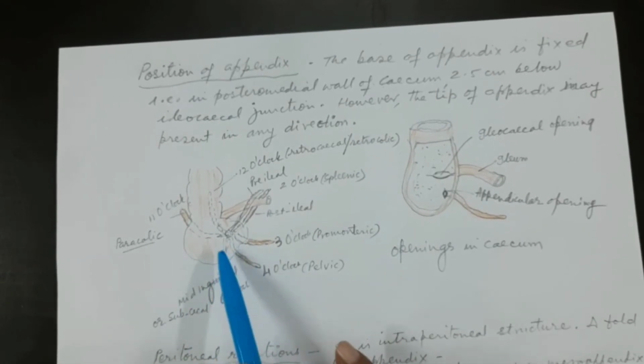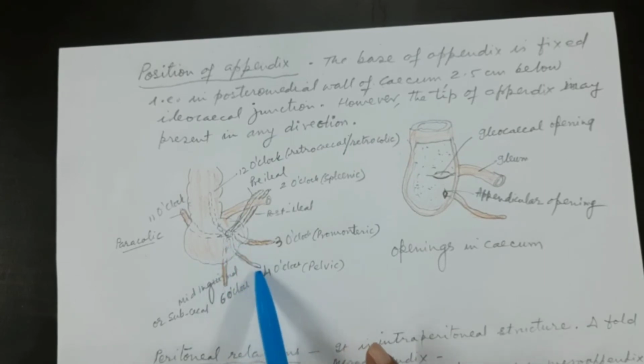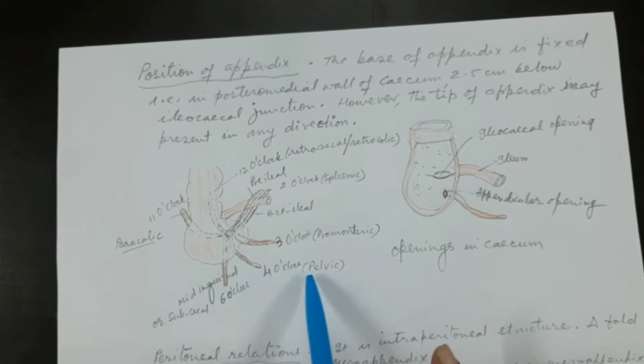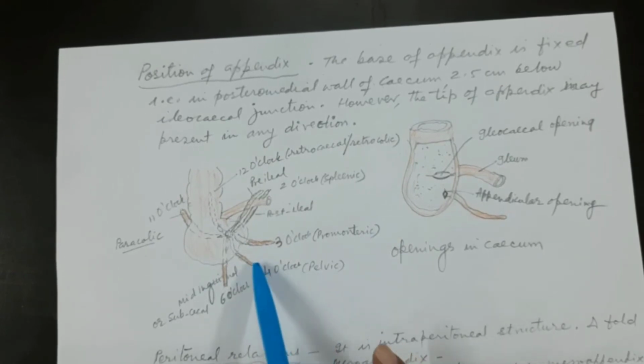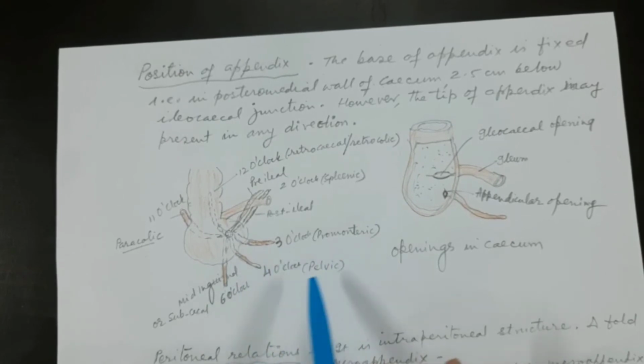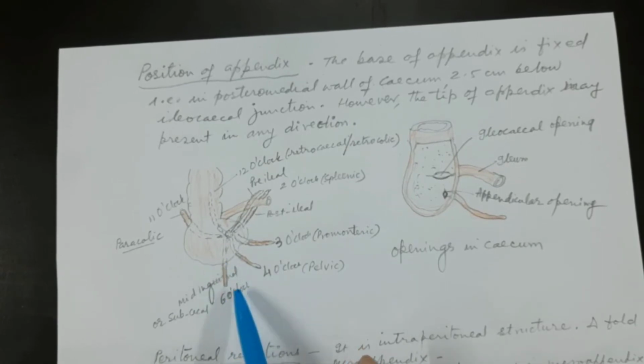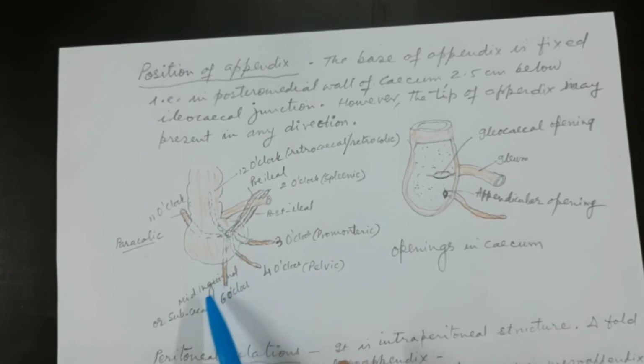And then this is the 4 o'clock position, and in the 4 o'clock position, the tip of the appendix is going inside the pelvic cavity. So it is called the pelvic position, because here is the pelvic cavity. Then if it is directly going downward, this is the 6 o'clock position, called midinguinal, because the tip of the appendix is close to the midinguinal point. If it is very small, it may be called subcecal.